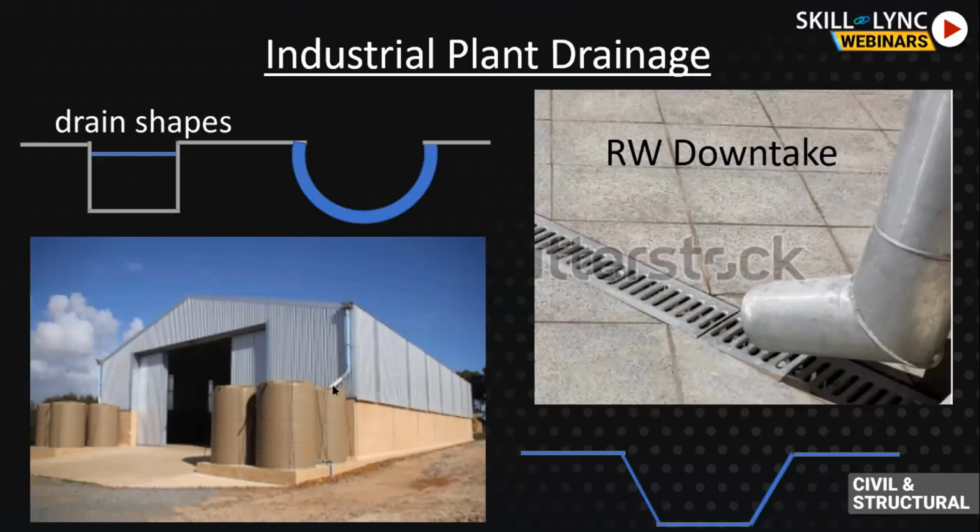From here, there is a rainwater downtake, and that rainwater downtake is coming down and then discharging into our drainage system. Not always is a drainage system covered. Here, this is a paved area. In the paved area, you cannot keep it open. Someone's foot will go inside it. So in the paved area, it is closed.